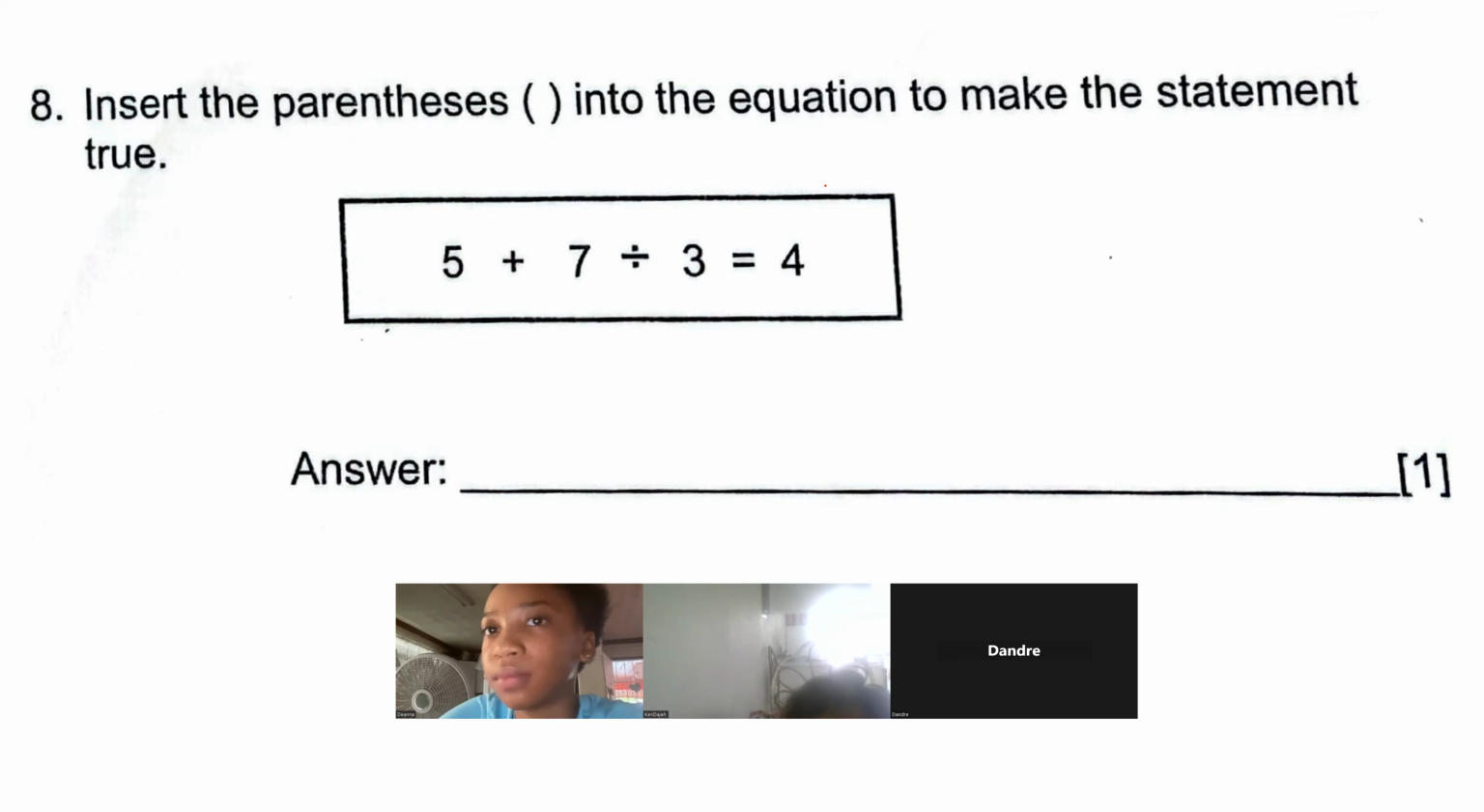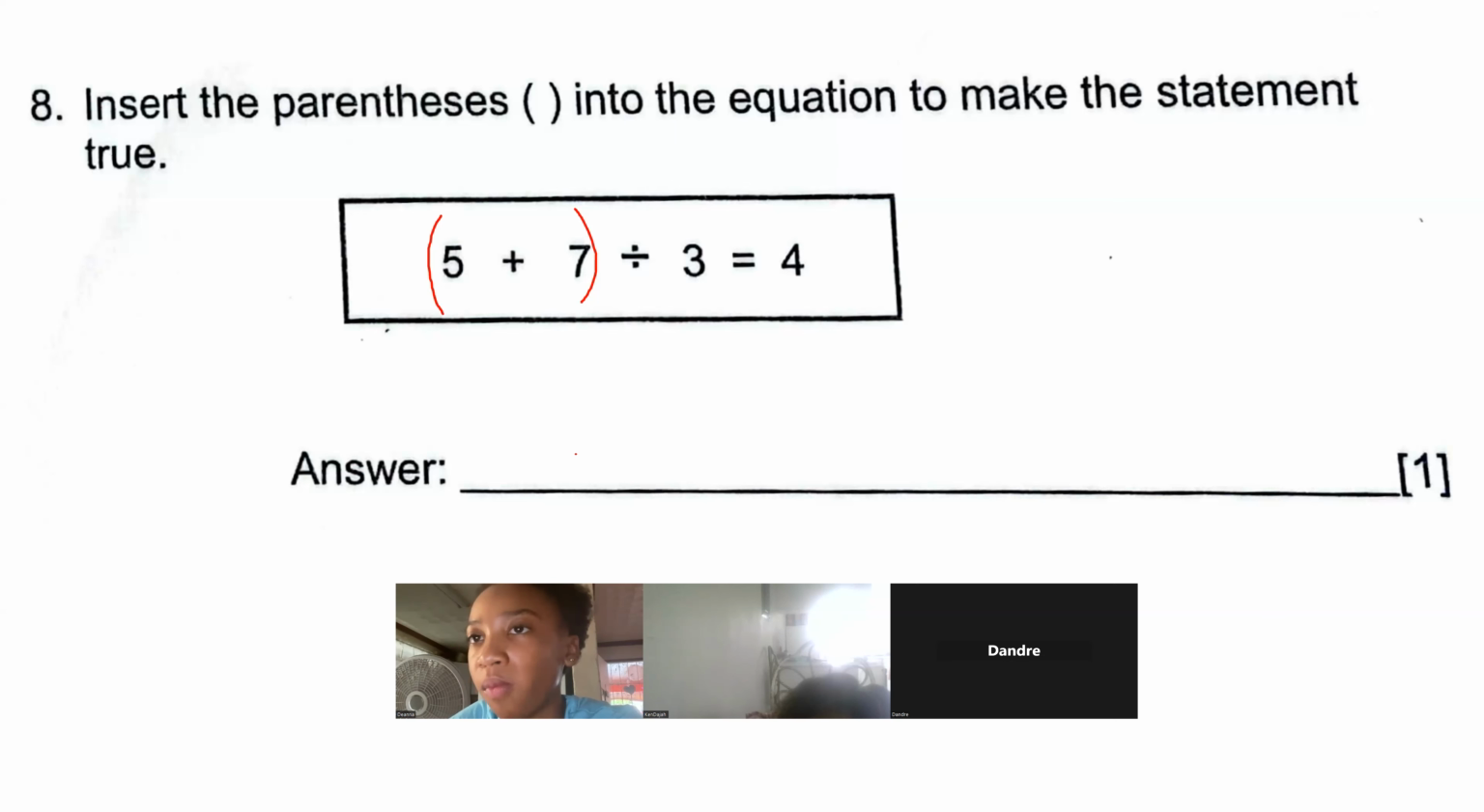Now, let's say that we put the parentheses here. What is 7 plus 5? 12. Very good. And what is 12 divided by 3? 4. Very good. So the answer is we have to put the brackets between 5 and 7 to cover 5 and 7.